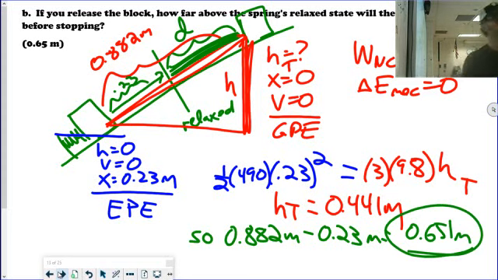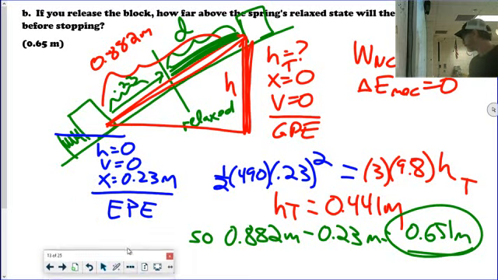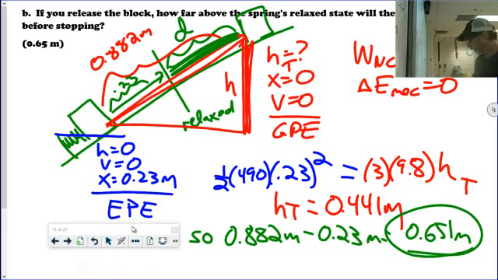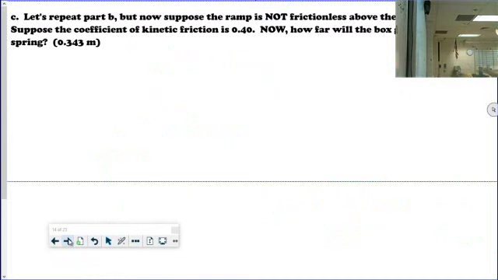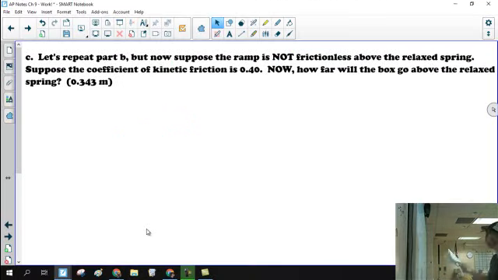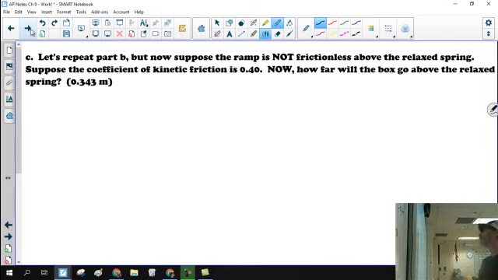All right. So for part C, let's go back and do this again. But when we do it again, this time we're going to take into account, we're going to ask ourselves, what if there was friction? Okay, so we're going to do the exact same thing we just did, but this time there's friction on the ramp, but only above the relaxed point of the spring. All right. Okay, so there's kind of 4 points that we need to think about here, right?